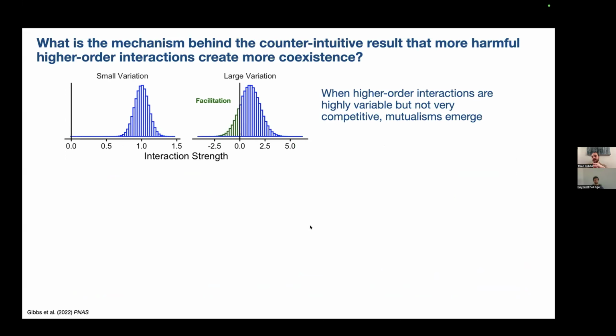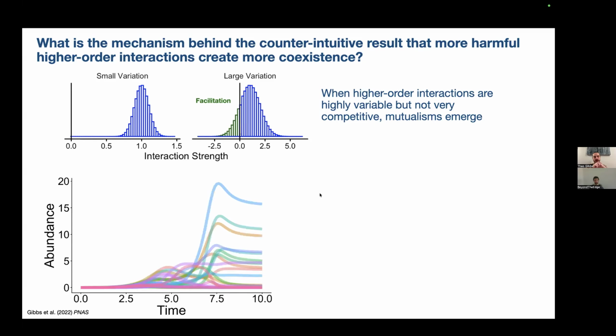And so when higher order interactions are highly variable but not very competitive, even if they're still competitive on average, we have a large fraction of mutualisms or facilitative interactions that can emerge. And we think that these facilitative interactions create dominant cliques of species which rise to high abundance and then suppress all the others in the community.